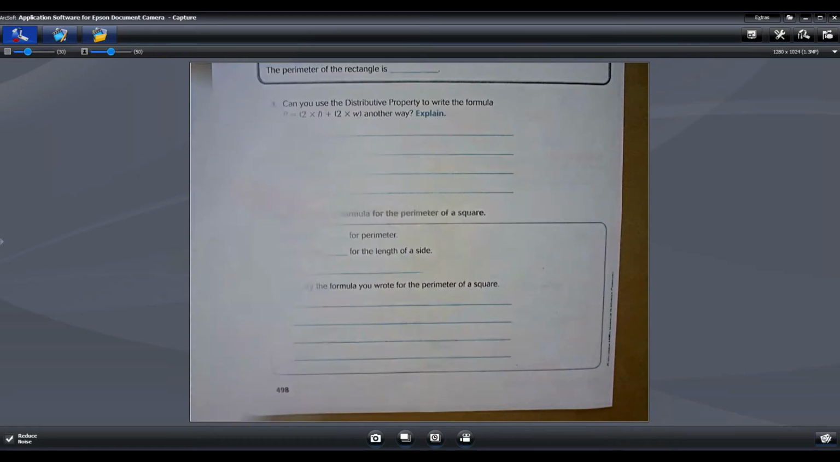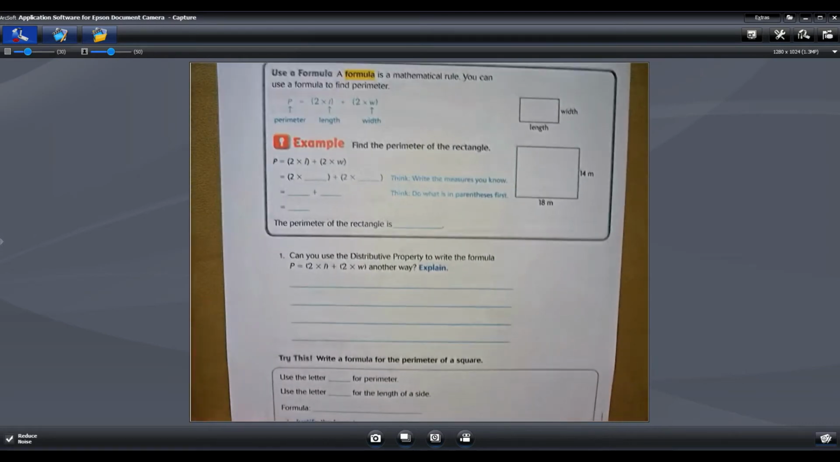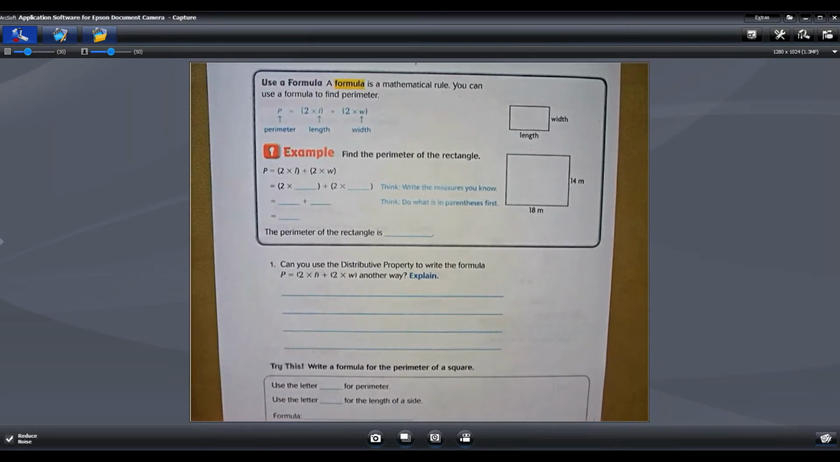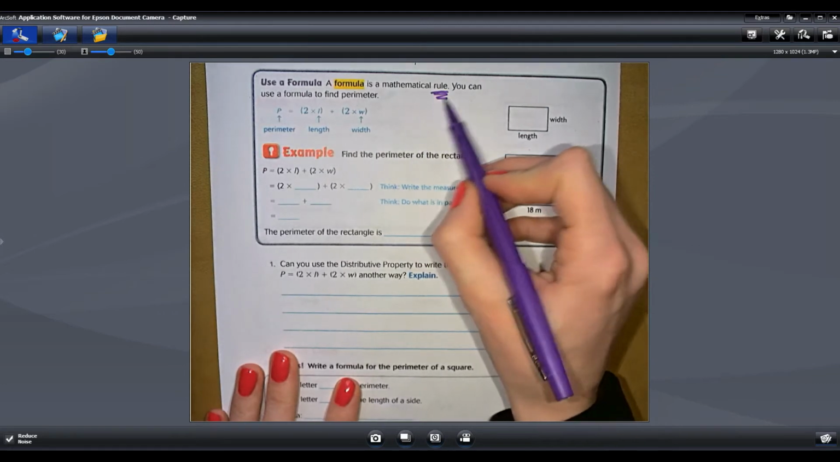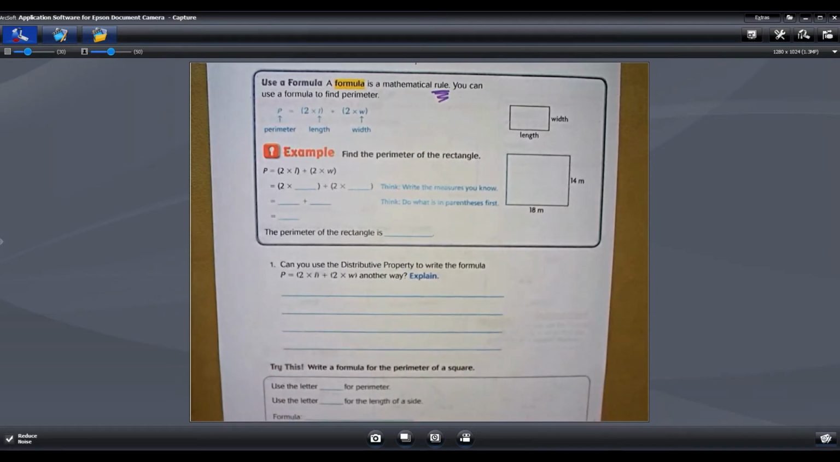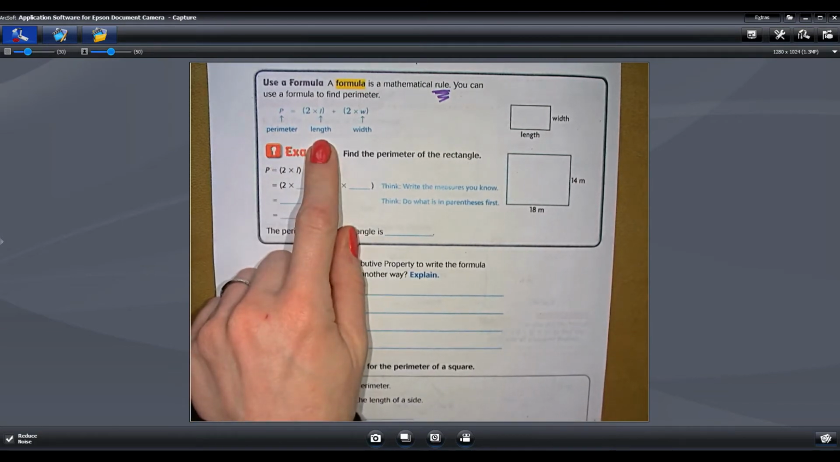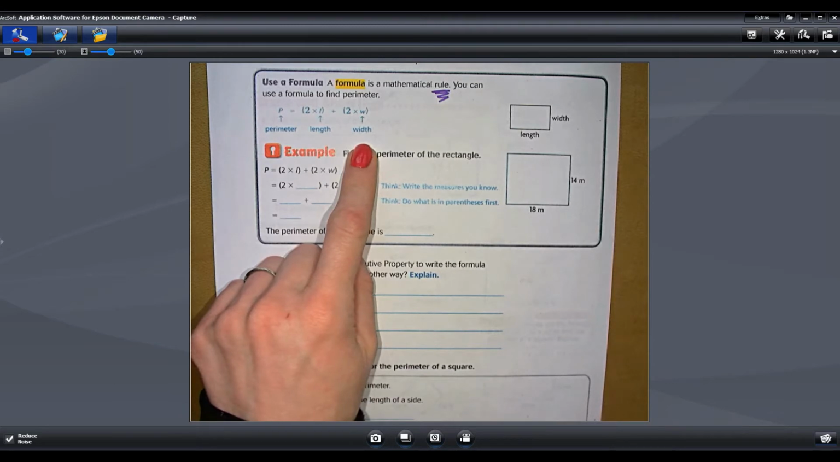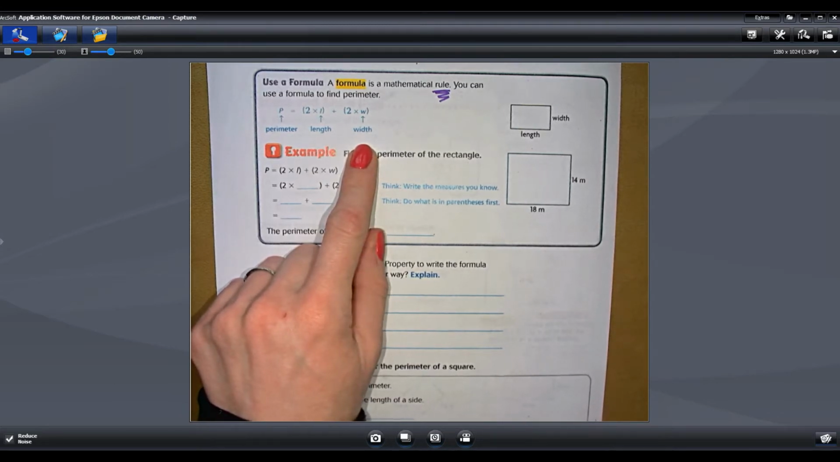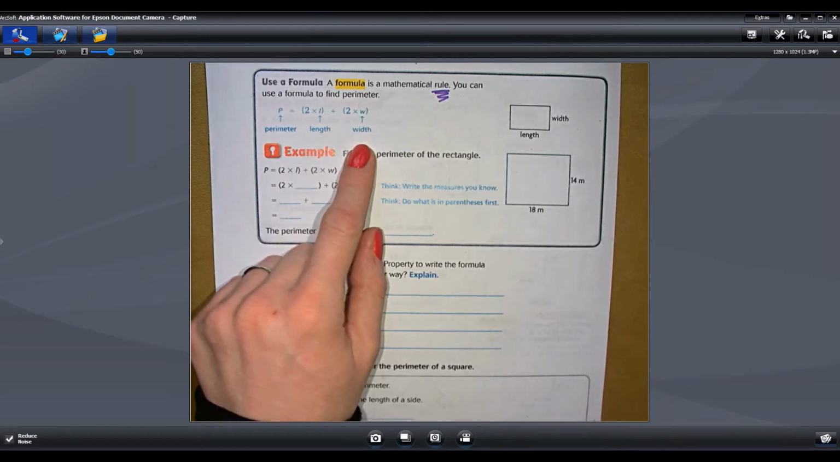You're doing great. Okay, a formula is a mathematical rule. Okay, it's a rule, something you can always follow, like a pattern. You can always do perimeter equals 2 times the length plus 2 times the width. That's what we just talked about on that other problem. Okay? The easiest way to do it is to just add up all the sides. Side plus side plus side plus side. That one always works. Okay?